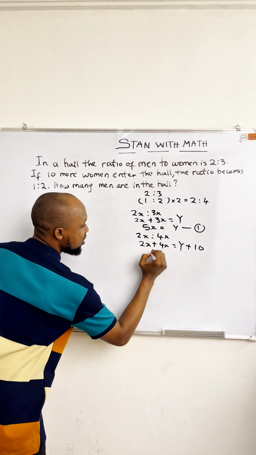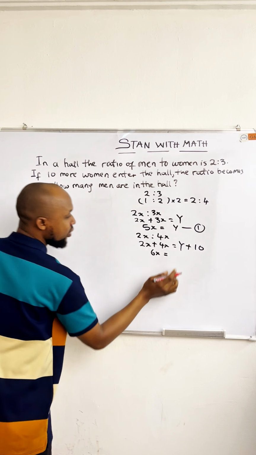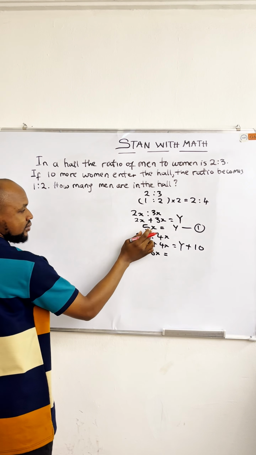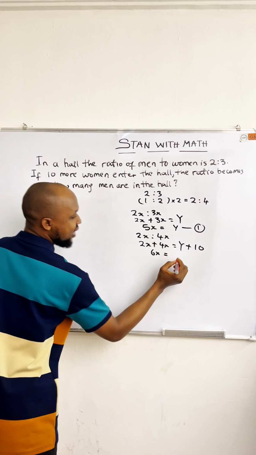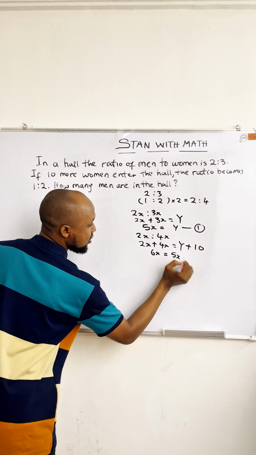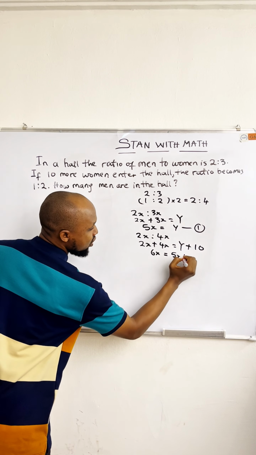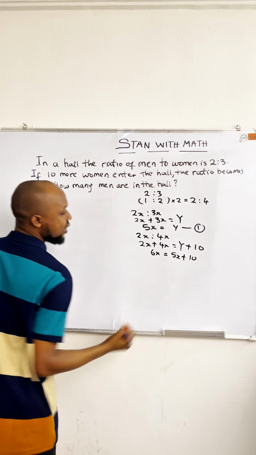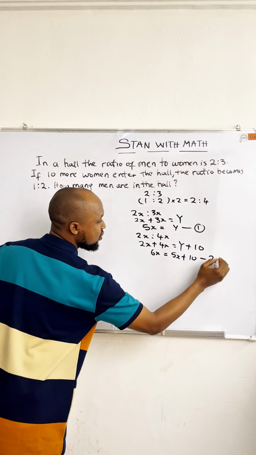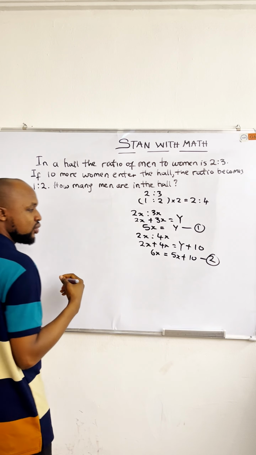So this is going to give us 6x is equal to, now remember that y here is 5x, right? In this equation 1 that we called 5x. So it's going to be plus 10. So this is equation 2. You can just simplify equation 2 immediately.